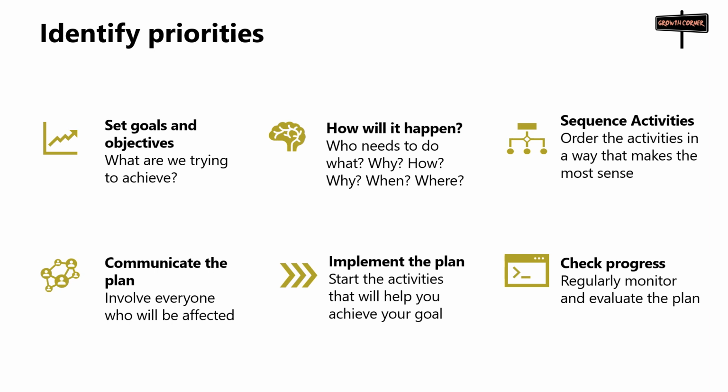They would communicate the plan. So everyone who is part of the plan, who is affected by the plan, will have to be involved in it. Then they will implement the plan. So they will carry out the activities and tasks required to achieve those goals. Regularly check progress to monitor and ensure that things are going according to this action plan.